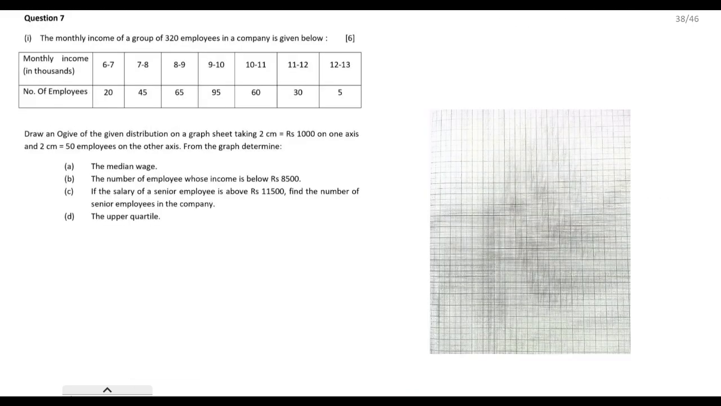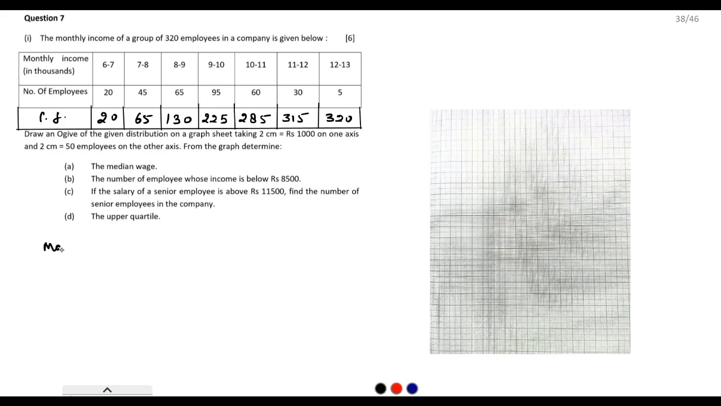Question number 7th, part 1. We have to draw the ogive. Firstly, we are calculating cumulative frequency. Now marks on cumulative ogive will be first 6, 0, next upper limit and cumulative frequency means 7, 20, next 8, 65 and so on.